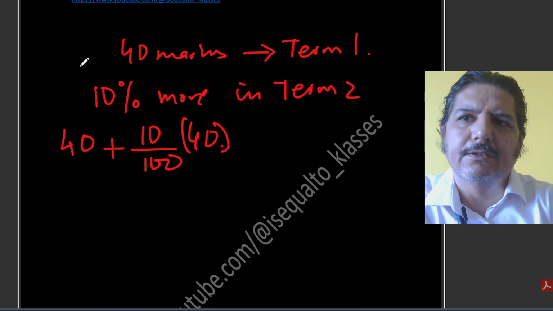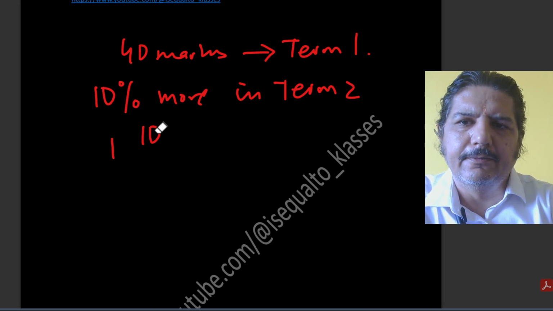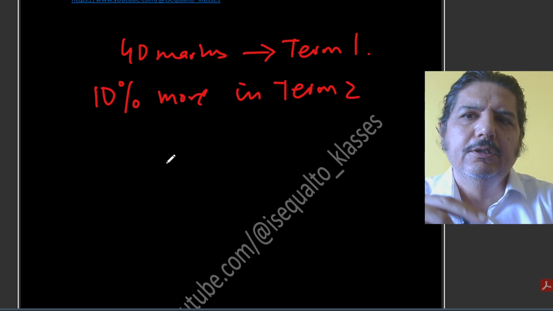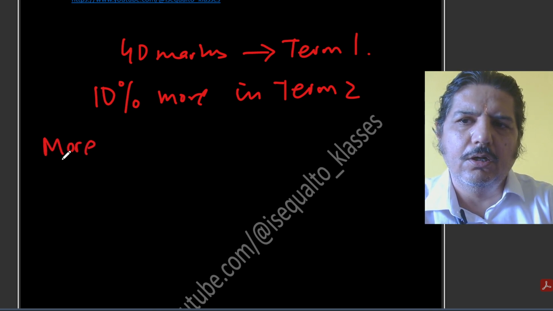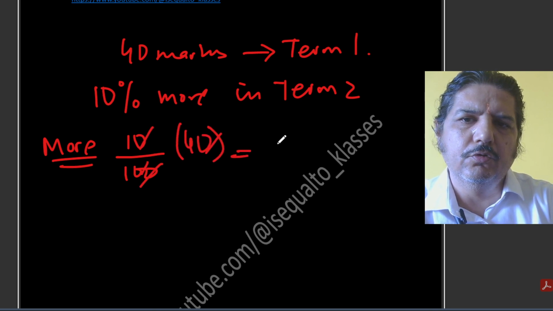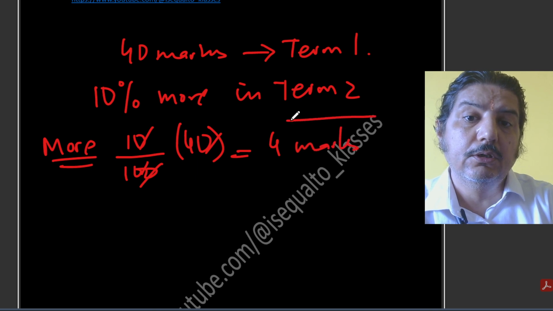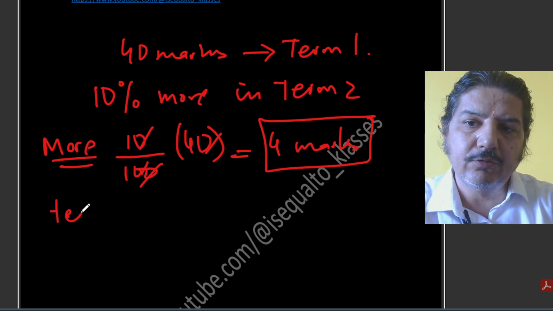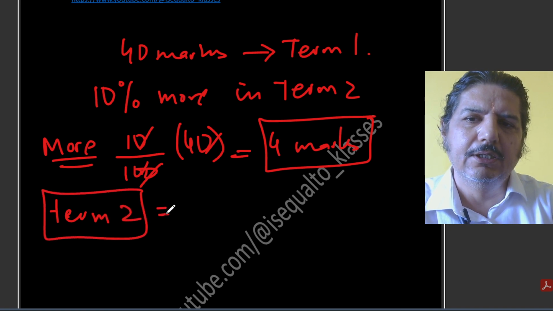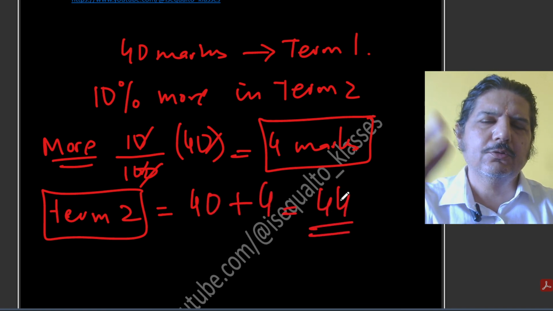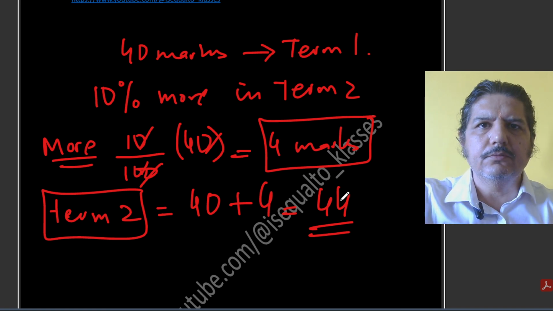I hope you are able to understand it. Or let me explain it again. In term 2 I have scored 10% more. So how much more have I scored? It is 10% of 40, which is equal to 4 marks. So I have scored 4 marks more in term 2 than in term 1. But actually, how much would I have scored in term 2? That will be equal to 40 plus 4, which is 44. So these are the 2-3 things that you need to understand before we start the word problems.